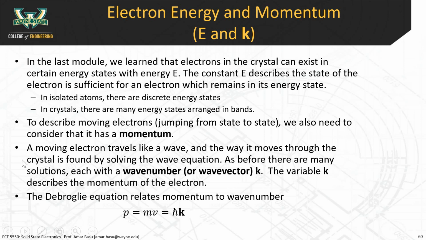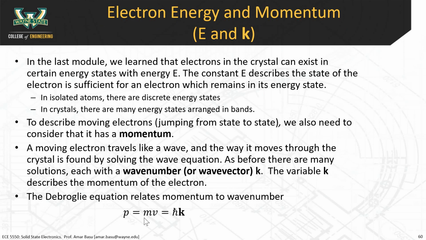But just to remind everyone, there are many solutions and each has a wave number k, and this variable k describes the momentum of the electron. When we think about the electron moving as a particle, p equals mv. The momentum is equal to the mass times the velocity. When we think about an electron moving as a wave, the momentum is now h times k, Planck's constant times the wave number.